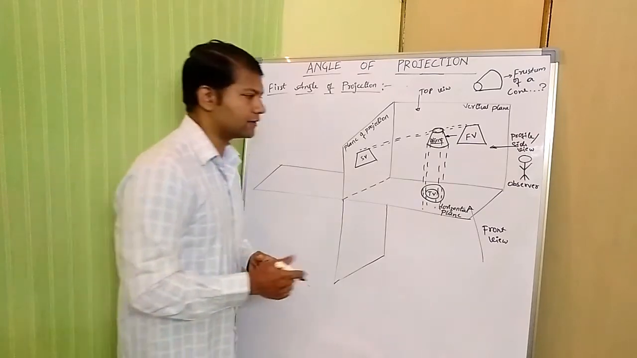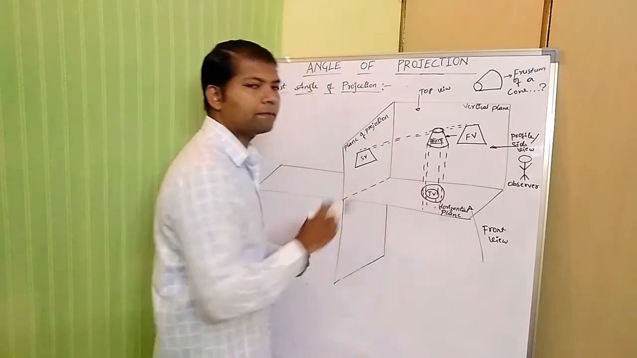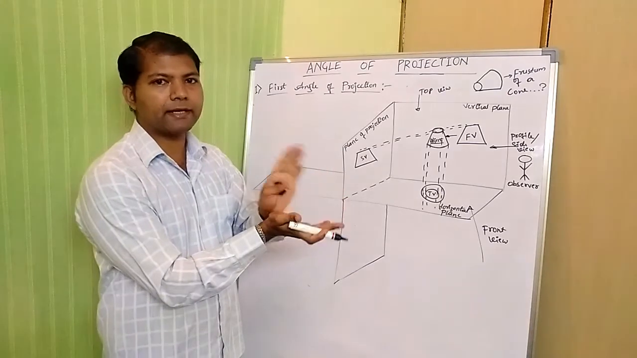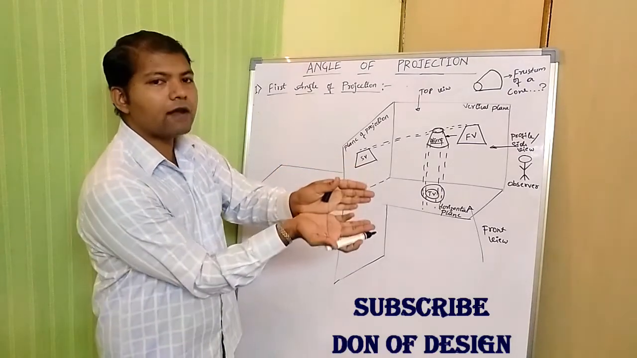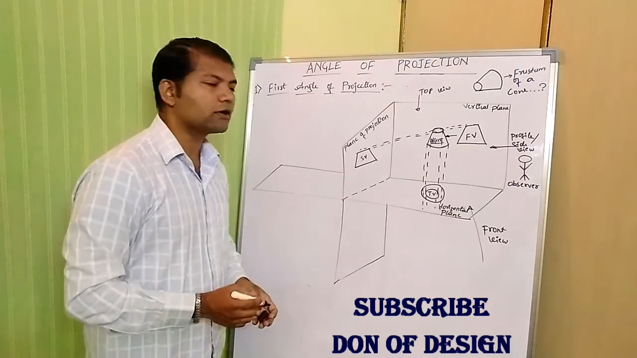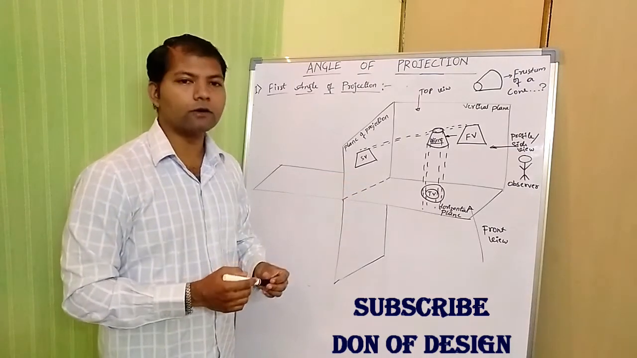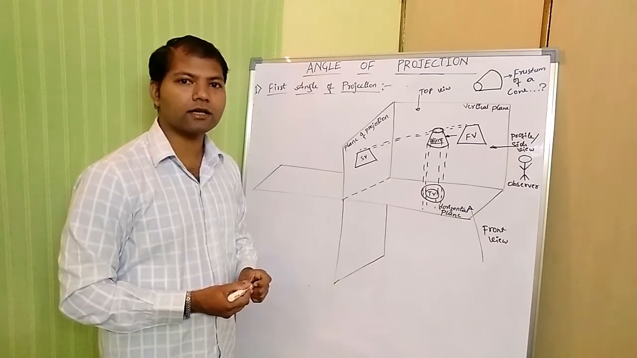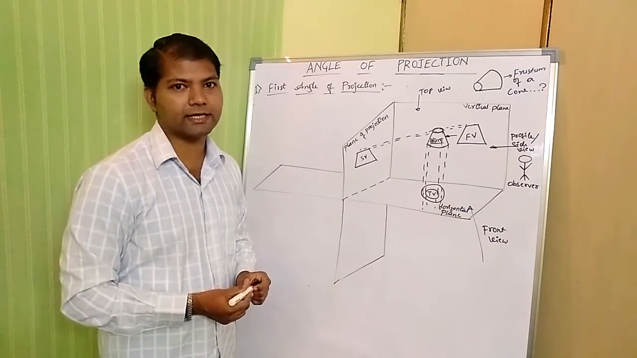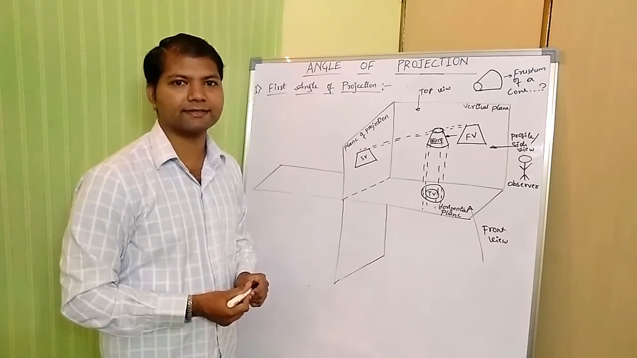To position the views, you need to unfold the planes. Now the planes are exactly perpendicular to each other. You need to unfold the planes, meaning you are going to unfold like this. So we are going to see how the objects appear on the planes, or how the objects are positioned when you unfold the planes.